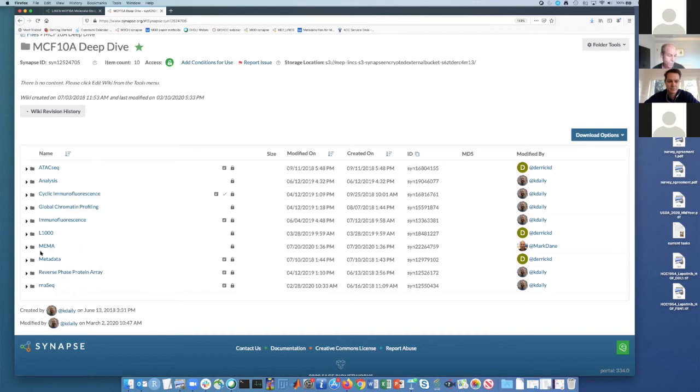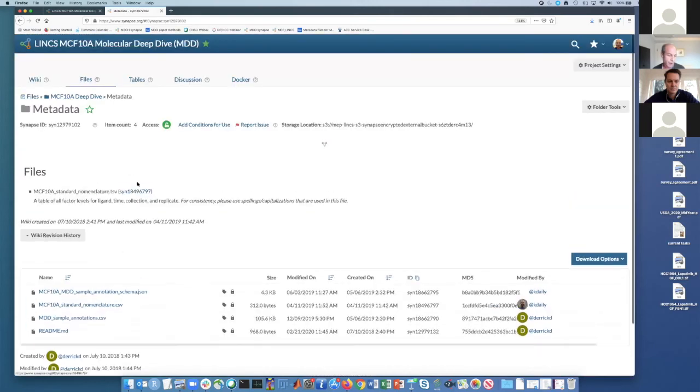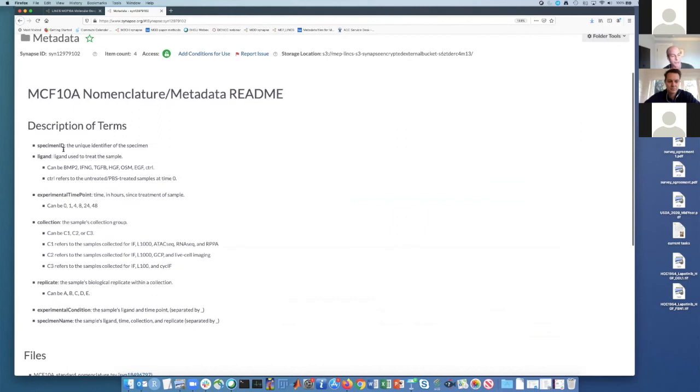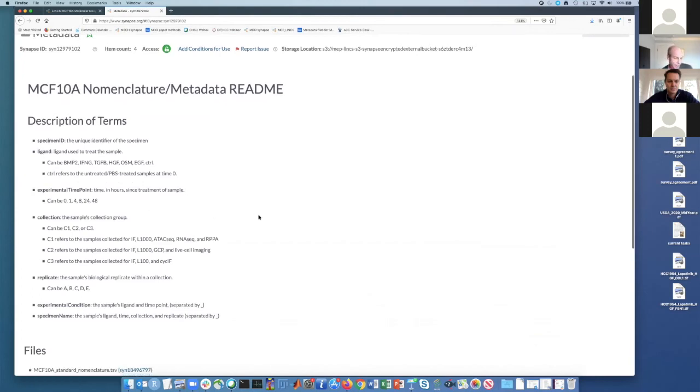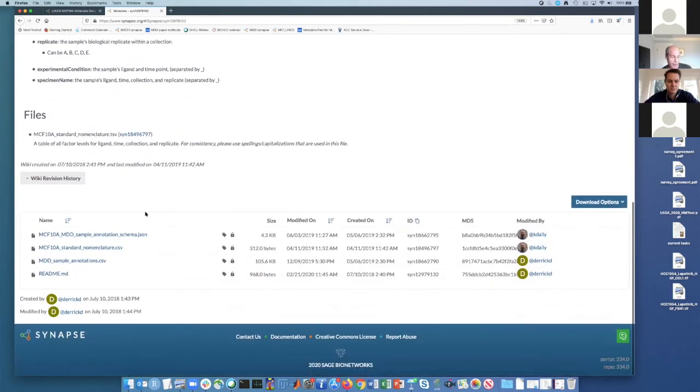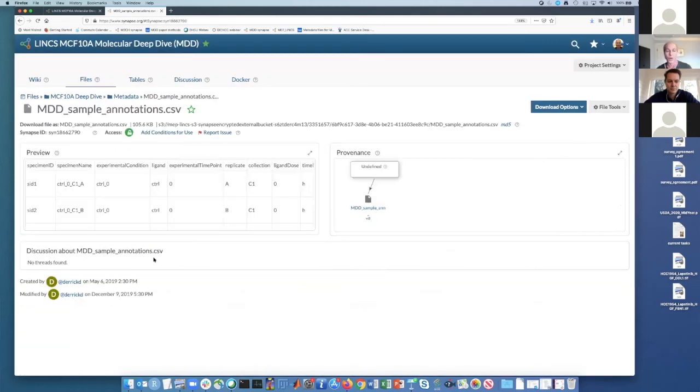So the metadata, let me go ahead and start there, and so the metadata is organized by specimen ID. So it's a unique identifier for every specimen that Sean and others had in the experiment. And so it has the ligands, the time point, which collection, what replicate. And this is a file that from a bioinformatics standpoint is going to be key to be able to bring in that experimental data.